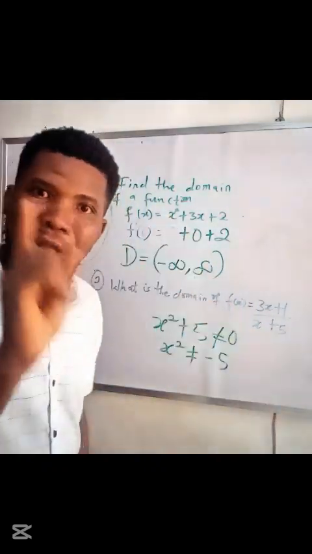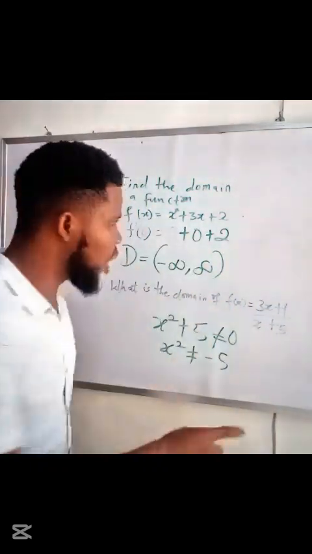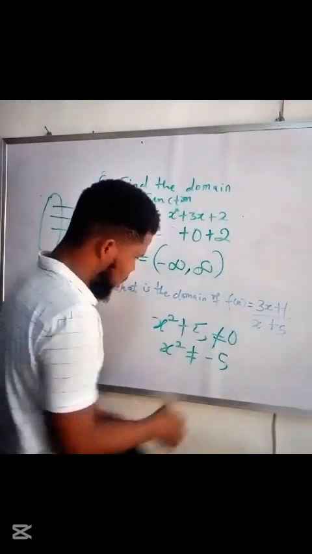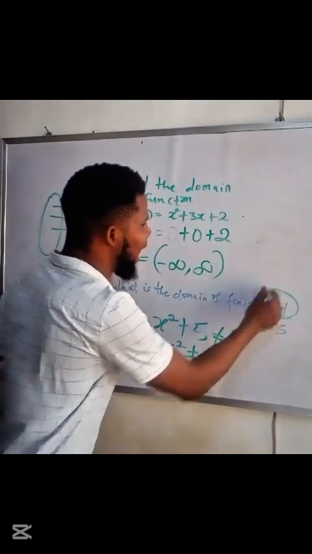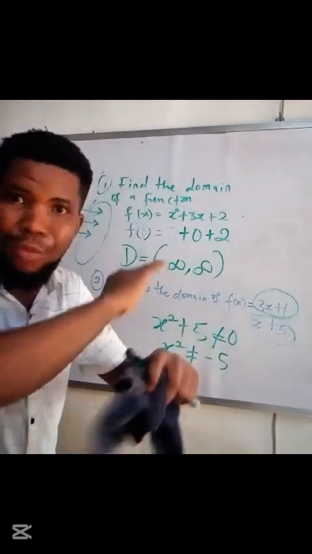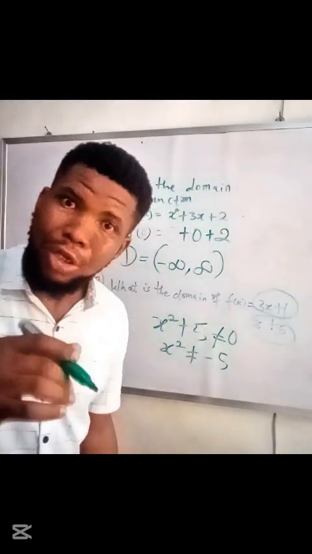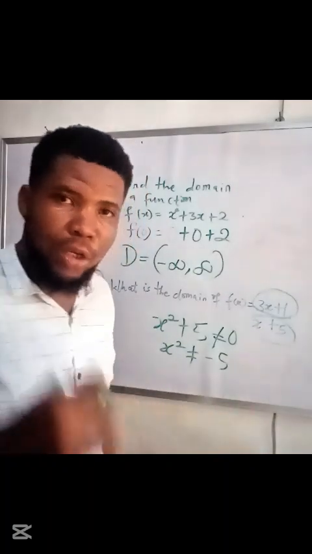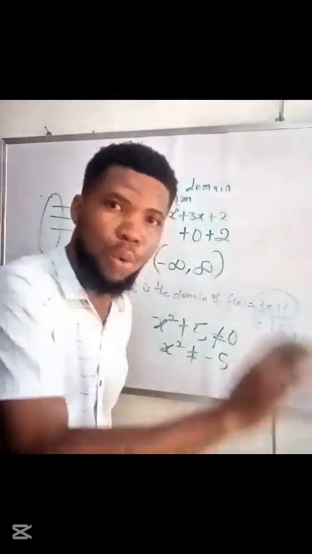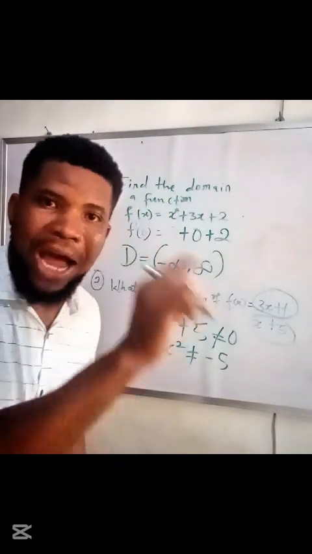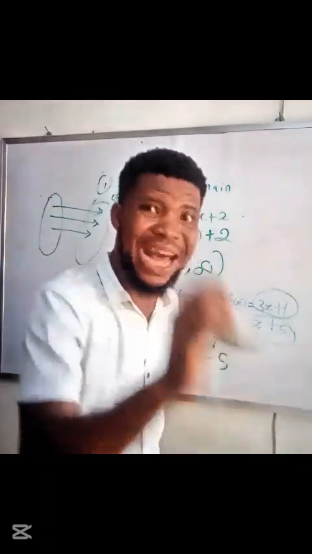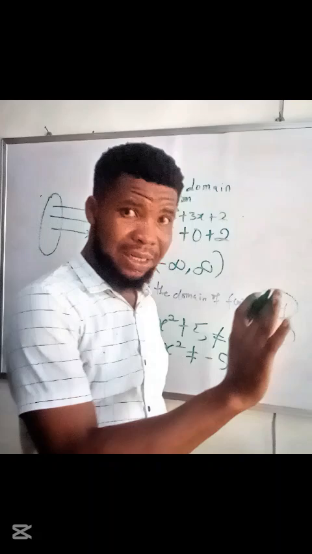So if there is no square here, if I put minus 5, I will end up having 0. And remember, our denominator must not be 0, because if you divide this whole number by 0, the answer will be 0. And remember, we must not have 0 as our output. So we are avoiding it. We are in search of any number, or any set of numbers, that when we put it, we get 0.